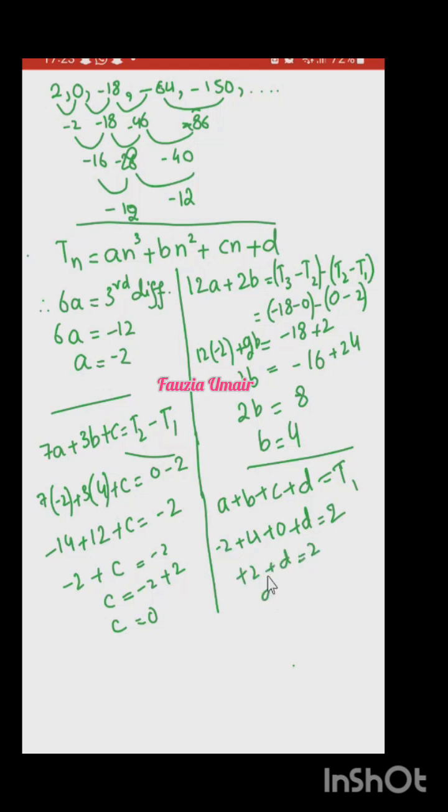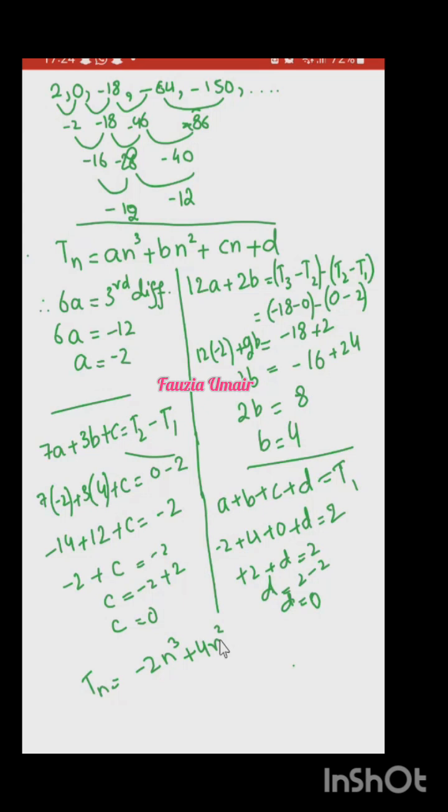So just look at this. D is again 2 minus 2, so D is also 0. Okay, so D is 0. Now we have to make the formula. Tn is equal to, now A was minus 2n cube plus 4n square. So now just look at this, Cn is also 0.